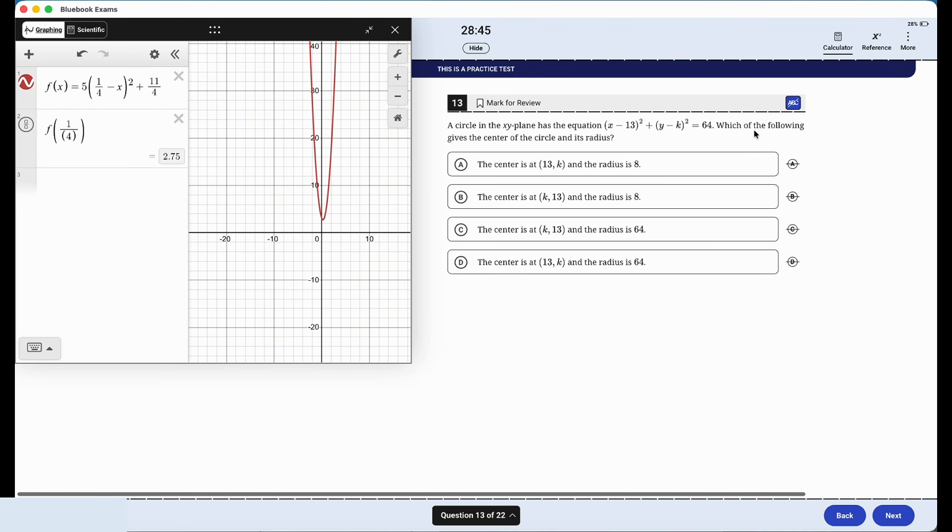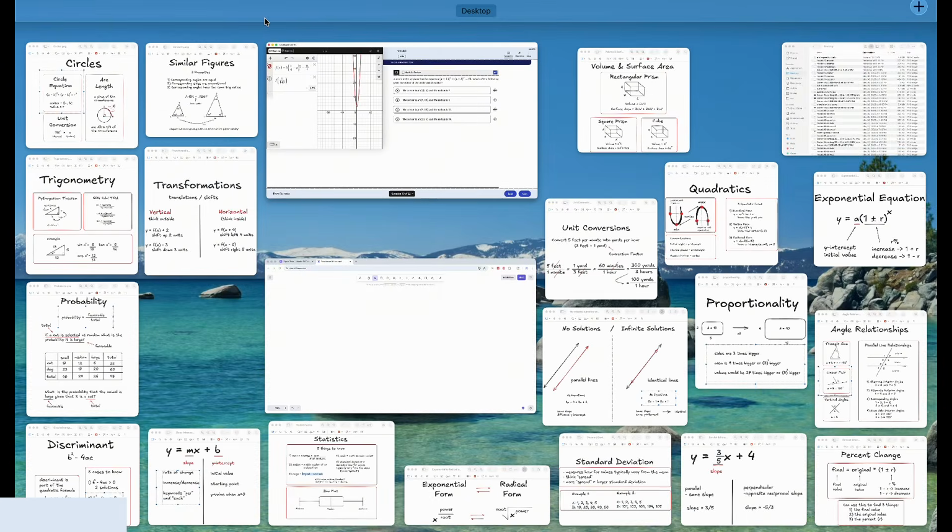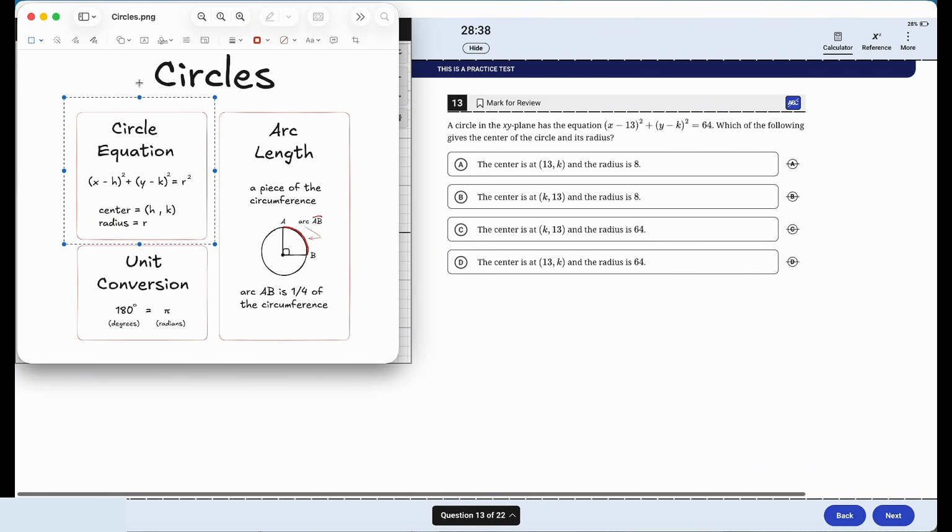Next one, circle equation. I think on the previous test, there's a few questions about circles. You want to know this circle equation. I think it's worthwhile knowing. You want to know how to look at an equation and know what the center and radius are. We write x minus h, y minus k in the parentheses. The center is h comma k.